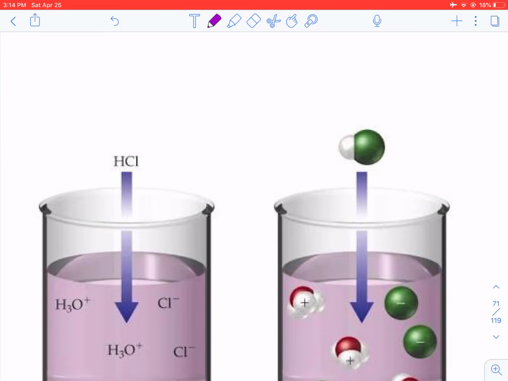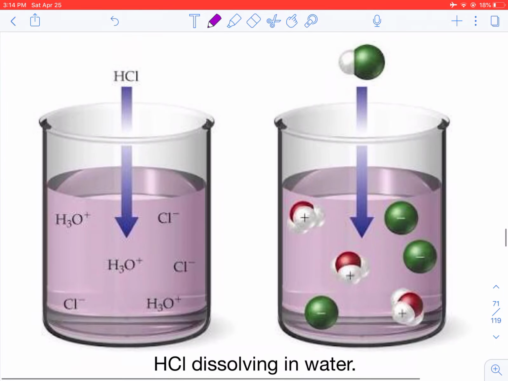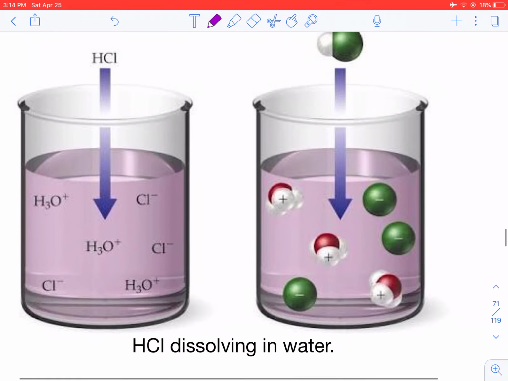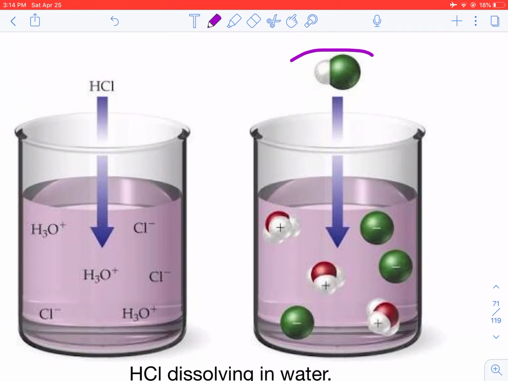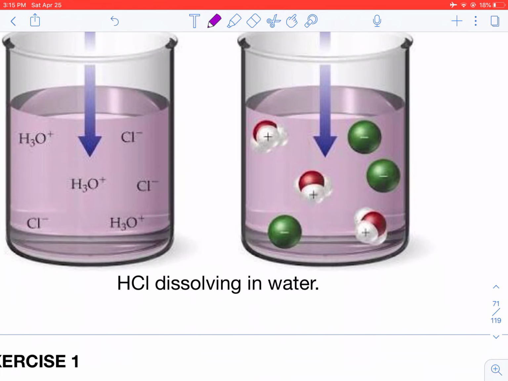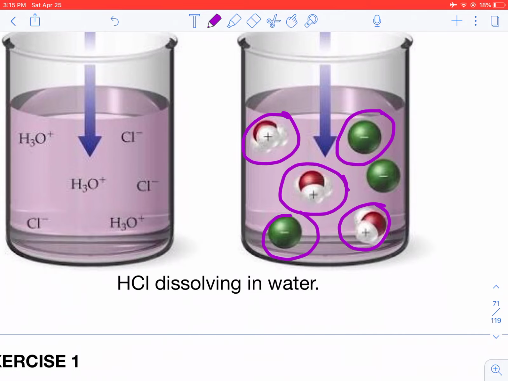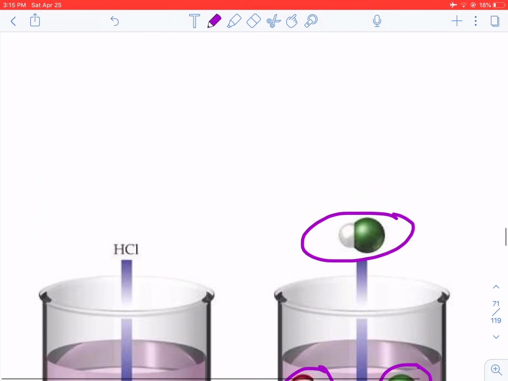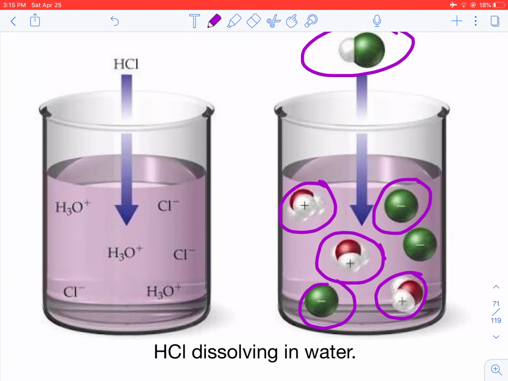Alright, now let's look at here. It gives you an indication. Here you have your HCl molecule, and in solution, as you can see, you're getting chloride ions and you're getting hydronium ions, right? There you have your hydronium ions and chloride ions. So as you can see here, it's showing you when HCl dissolves in water.